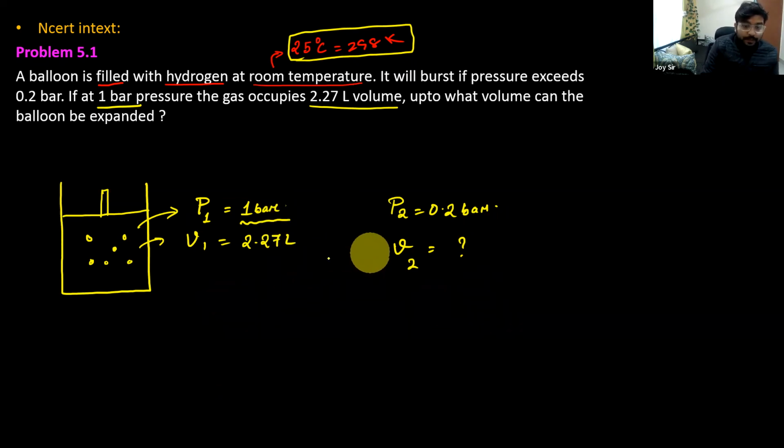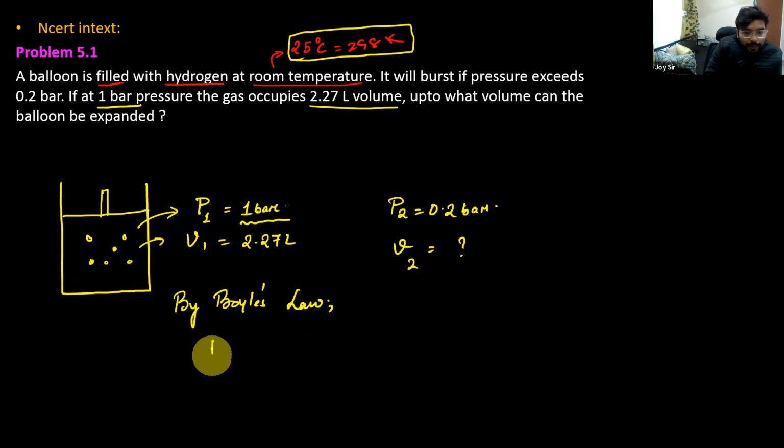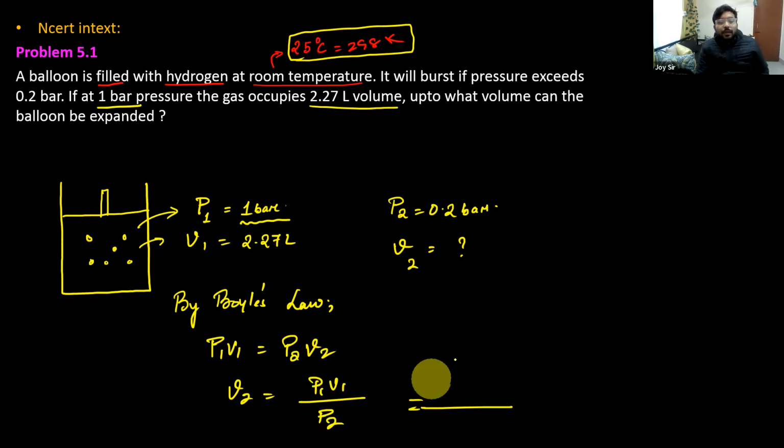So ultimately, what will happen? By Boyle's law I have to apply it. You may be thinking, sir, you are talking about the balloon, why are we doing the cylinder and piston? Now you will come to know. P1 V1 is equal to P2 V2, so V2 is equal to P1 V1 divided by P2. P1 is 1 bar, V1 is 2.27 liter, and P2 is 0.2 bar.